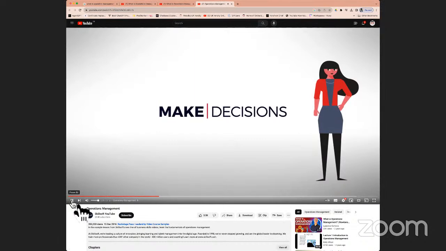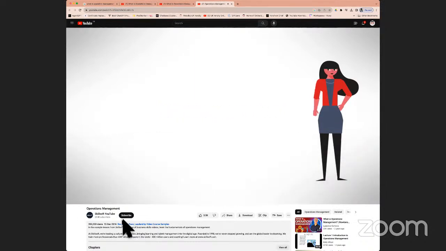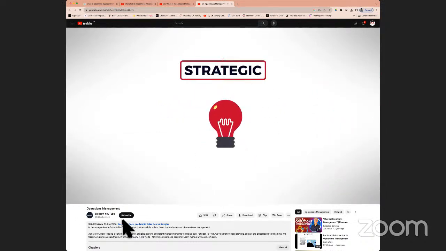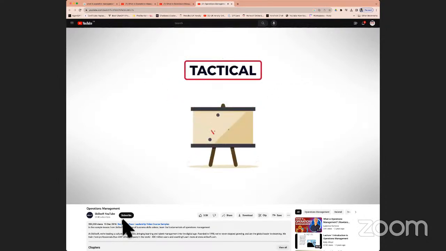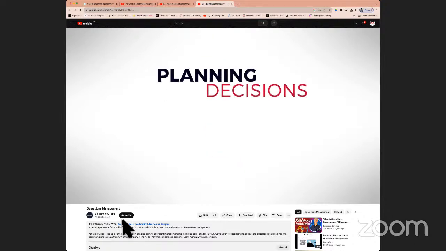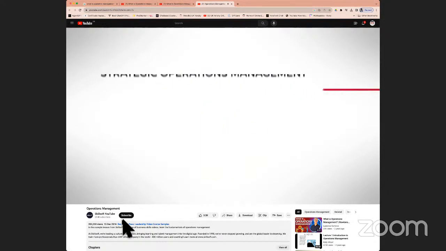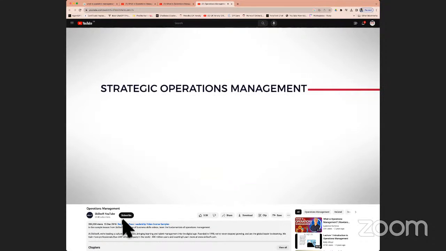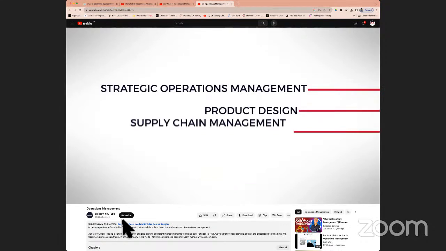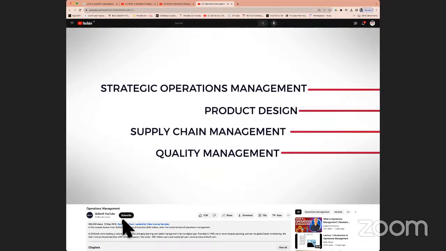Operations managers are required to make decisions in 8 key areas. Some of these are more strategic, whereas others are more tactical. We'll be considering 4 of the more strategic areas. They involve high-level planning decisions about how an organization will get from where it is now to where it wants to be. These areas are strategic operations management, product design, supply chain management, and quality management.